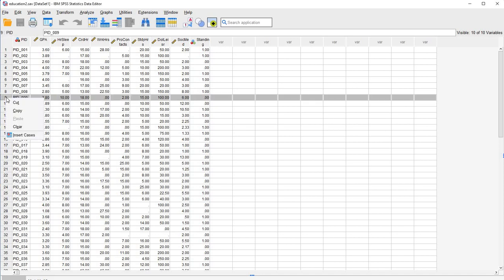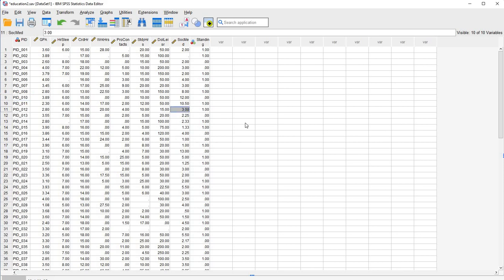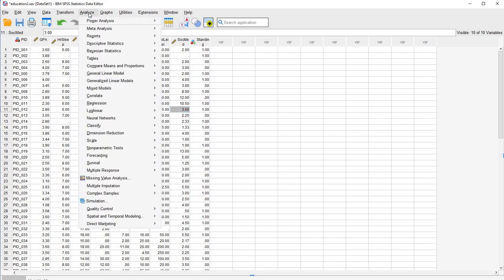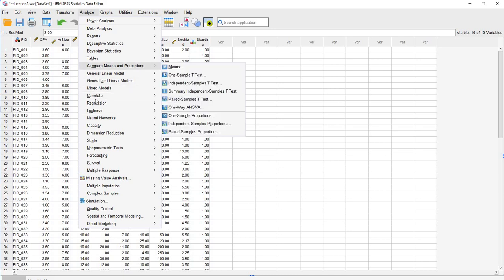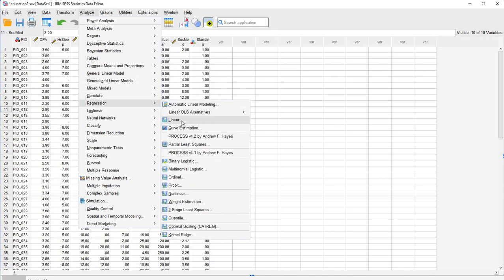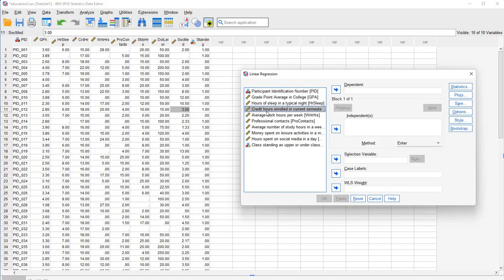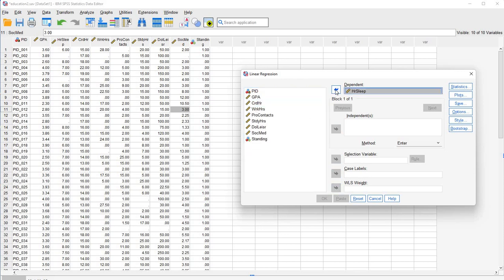I'm just going to right click there and clear, and that'll get rid of that particular participant. And then from here, I'm just going to refit the analysis just like we did on Wednesday. So I'll go down to analyze, then to regression, and then to linear. I'll go ahead and put in my outcome variable, so hours sleep, in the dependent variable box. Then I'll put in my predictor variables in the independent variable box.